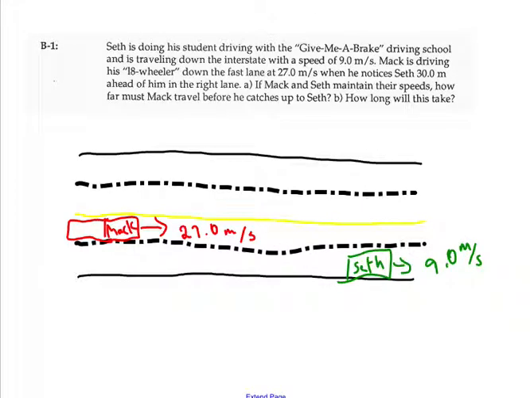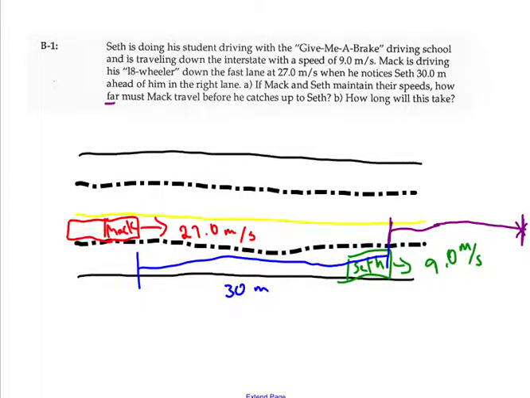And A, they're asking for how far. Because Mac's eventually going to catch Seth since he's going faster. But it's going to be down the road here because they're both traveling. Some point down the road, they're going to be even. And I also know that the distance between them is 30 meters.